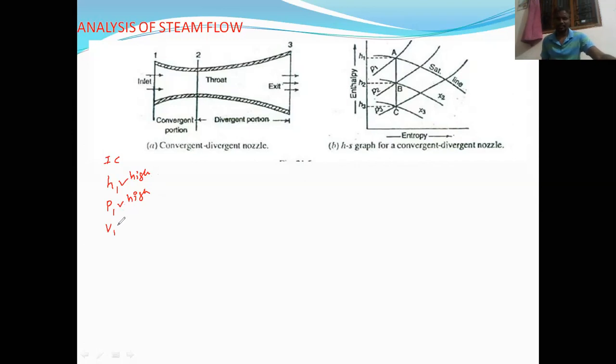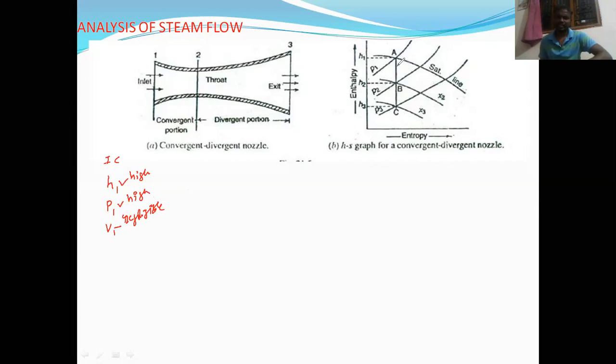But when you come to V1, the velocity of the steam at the inlet, this is very low and negligible when you compare it with the exit velocity. So these are the thermodynamic conditions of the steam when it is entering the nozzle. At inlet, it has H1 enthalpy very high, P1 pressure also very high, and V1 velocity negligible compared with the exit velocity.